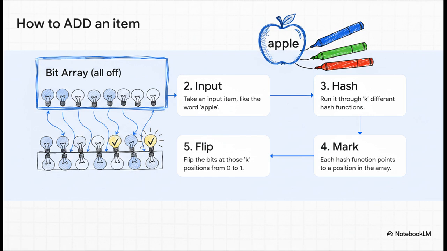We take apple and run it through a handful of different hash functions. Think of them like unique magic markers. Each marker points to a specific light bulb on our panel. So we just go to those positions and flip the switches to on. And that's it. Now here's the critical part. Notice what we didn't do. We never actually stored the word apple anywhere.